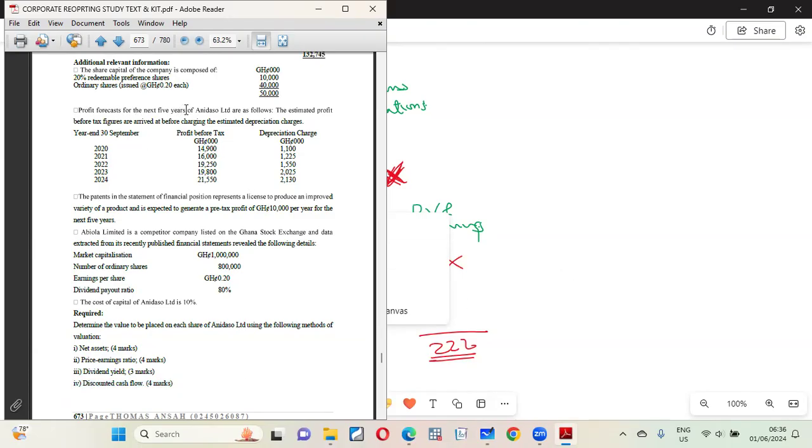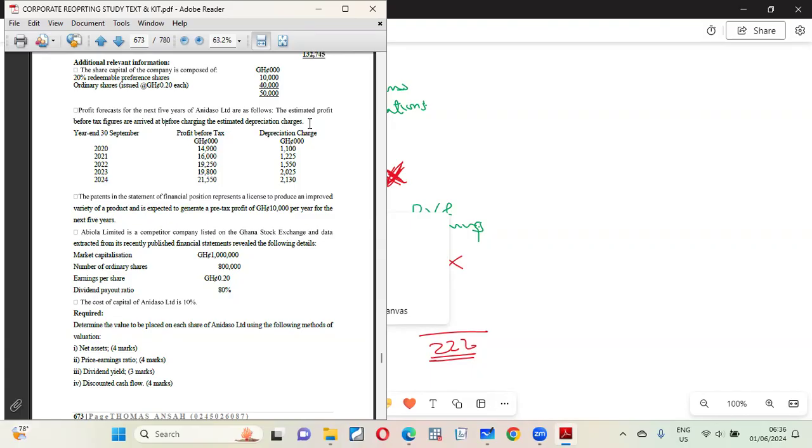He gave you the profits. These are the profits. And it says that the estimated profits, so this is a quick question, the estimated profits before tax figures are arrived at. So this one, he didn't give you the profit after tax. He gave you profit before tax. So profit is profit, whether after tax or before tax. And it says they are arrived at before charging depreciation.